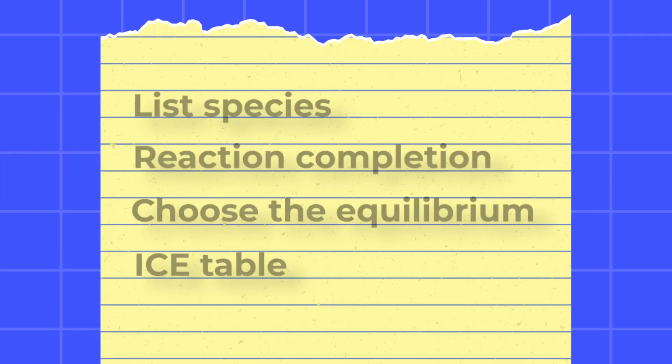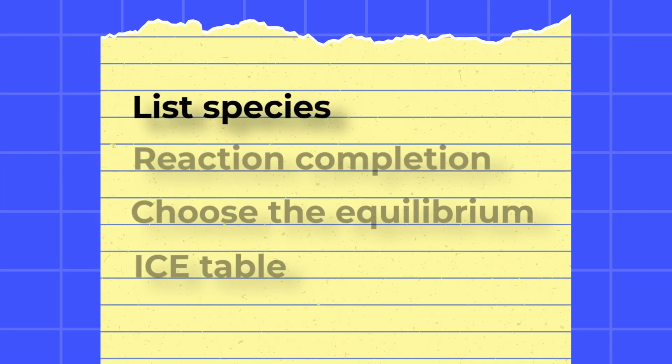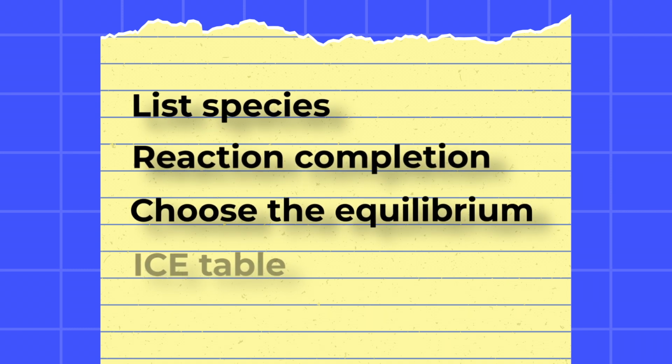Here is a mini checkpoint. You can now list species, decide on completion, choose the main equilibrium, and reserve tables for the weak stuff.